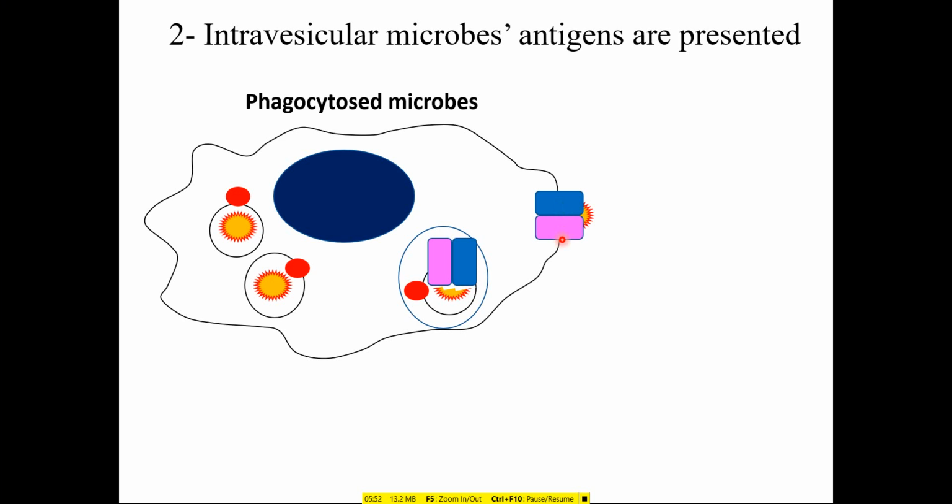That vesicle gets connected and merged with the phagolysosome, and then the antigens that we have in here get attached to the surface of that molecule, and that molecule migrates to the cell surface.